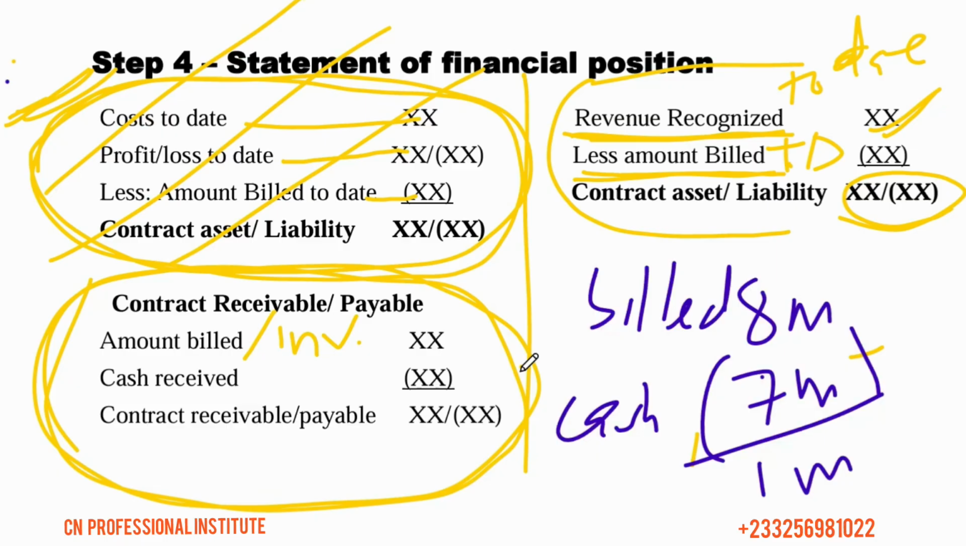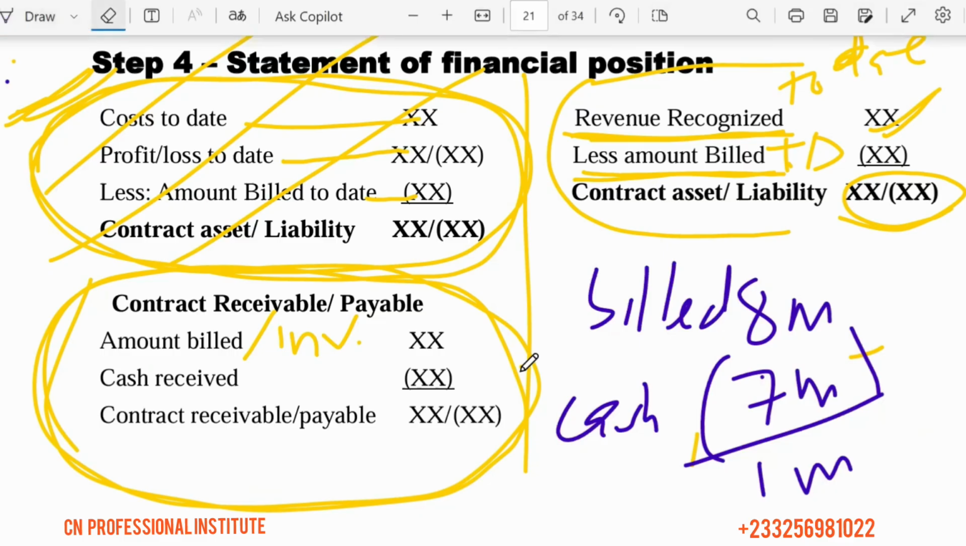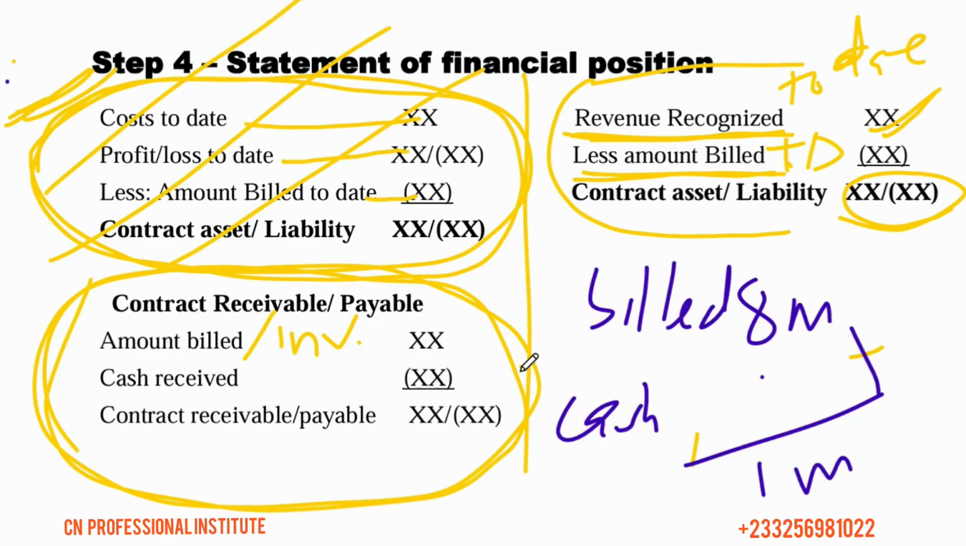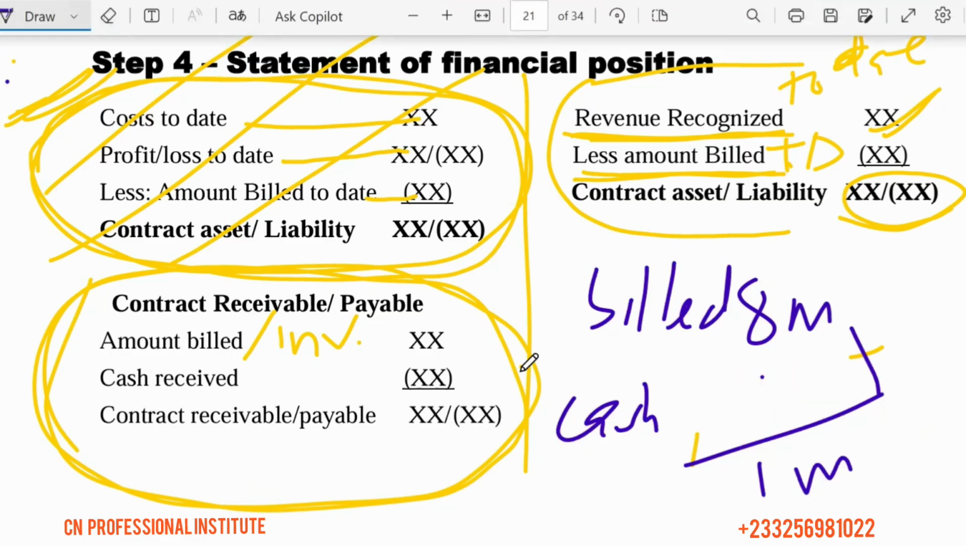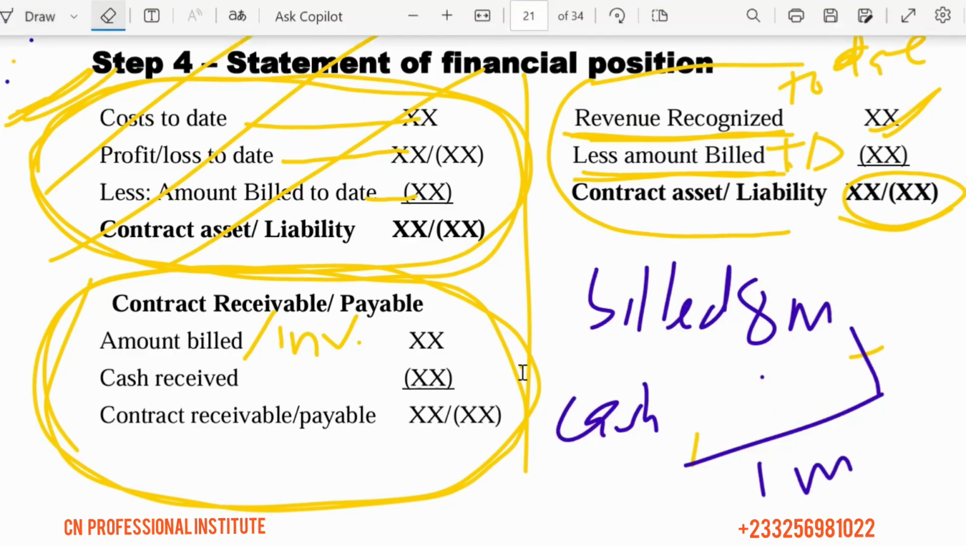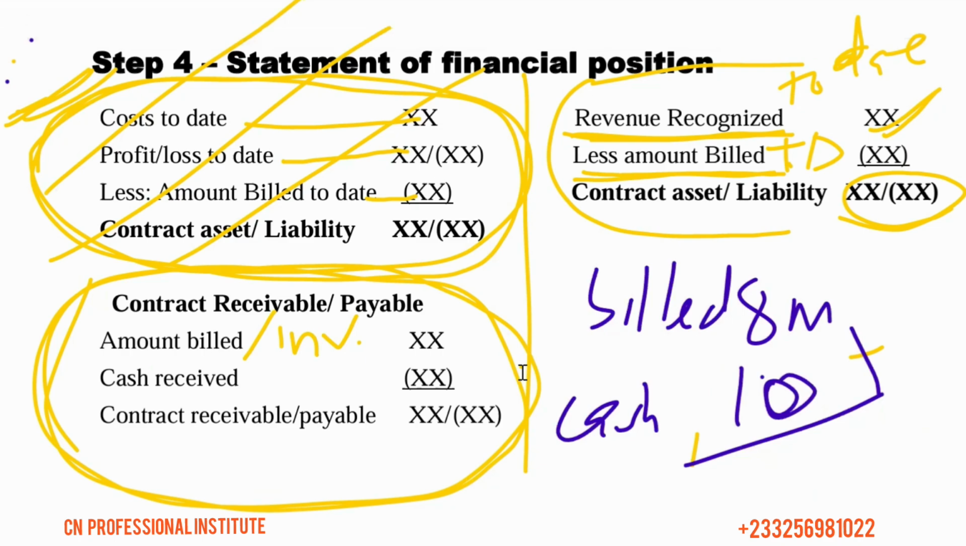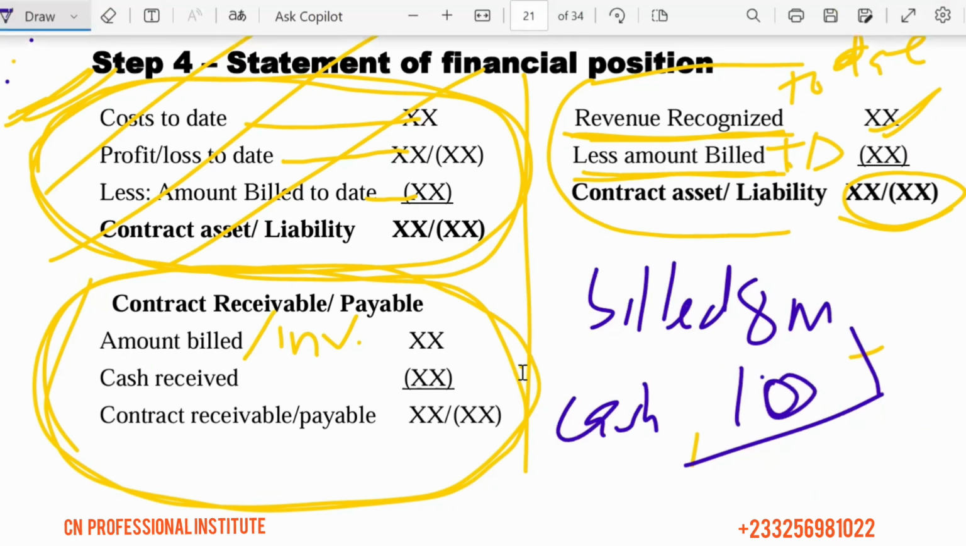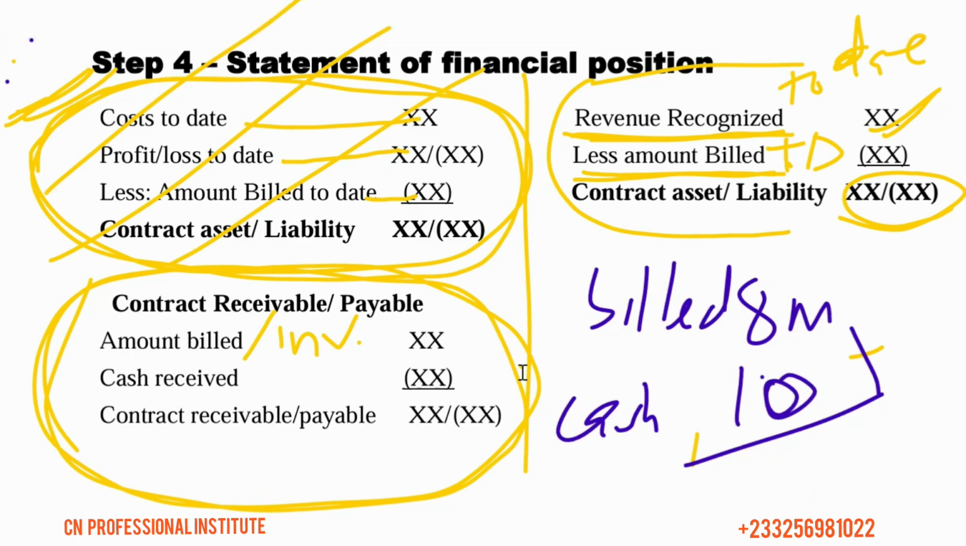Receivable. But if it happens that you billed the customer 8 million, but the customer has given you something more, let's say 10 million. You have received more than you asked for, and that will be a liability in your books. So there will be a 2 million liability, which is payable. So this is contract payable.